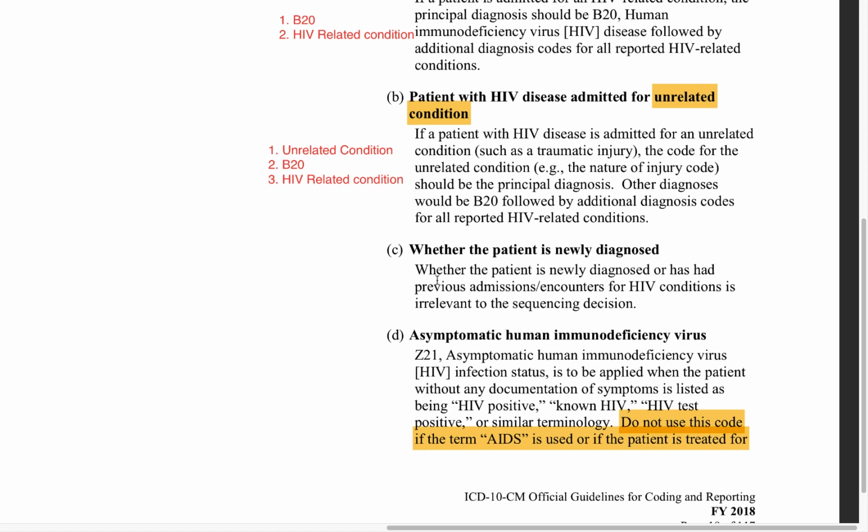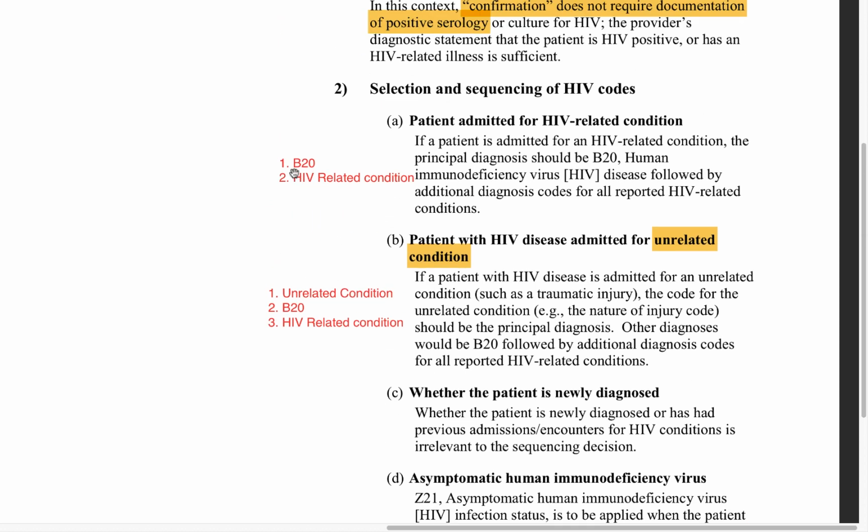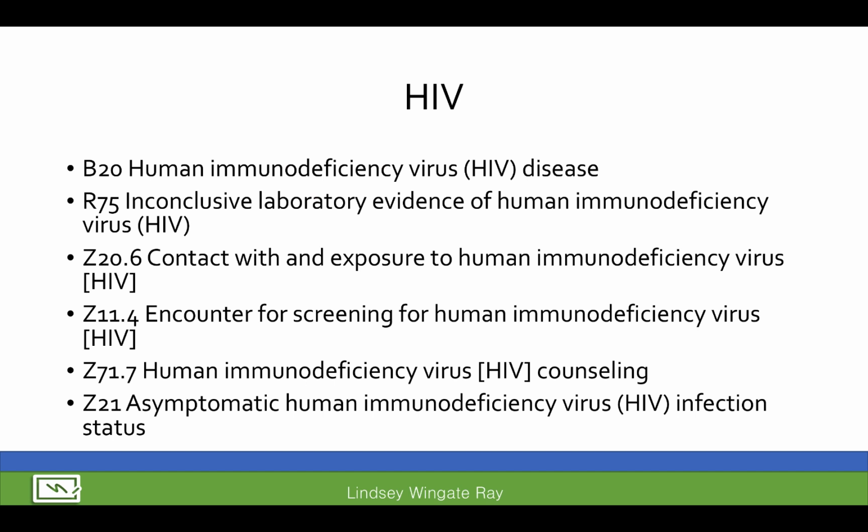Notice how on my guidelines I put notes so that I could easily see the sequencing. You should do this throughout your entire guideline section when it talks about sequencing. It will help you when you're quickly trying to find an answer. So let's go over the HIV codes.